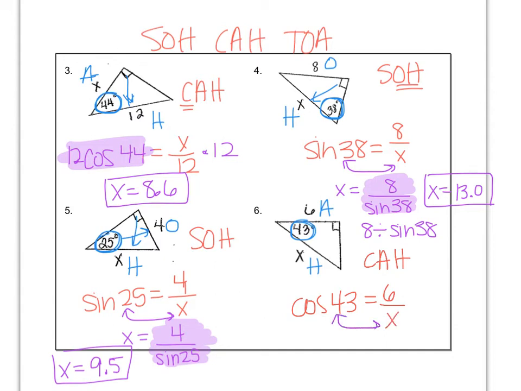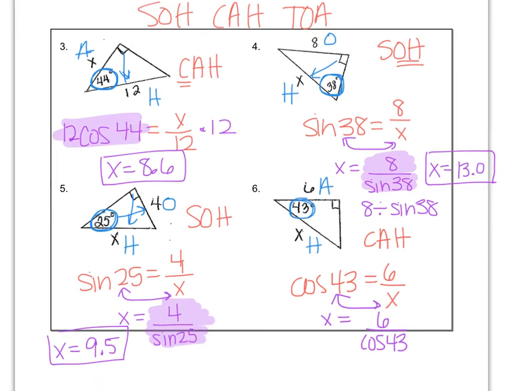And again, when the X is on the bottom, we like to move it up. We don't like the X trapped on the bottom. We do the magic elevator. 6 divided by the cosine of 43.